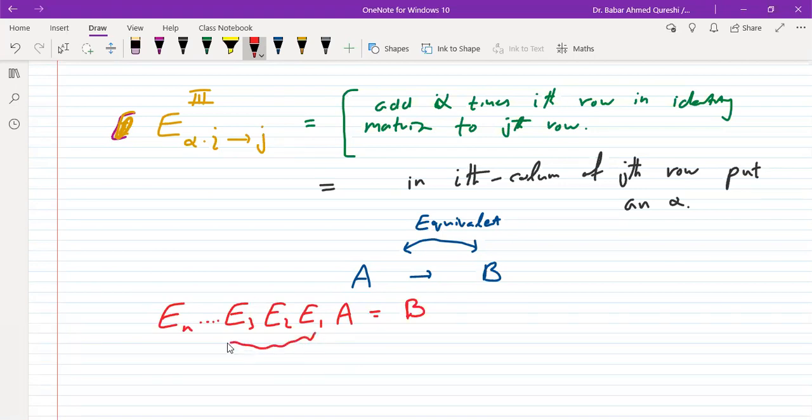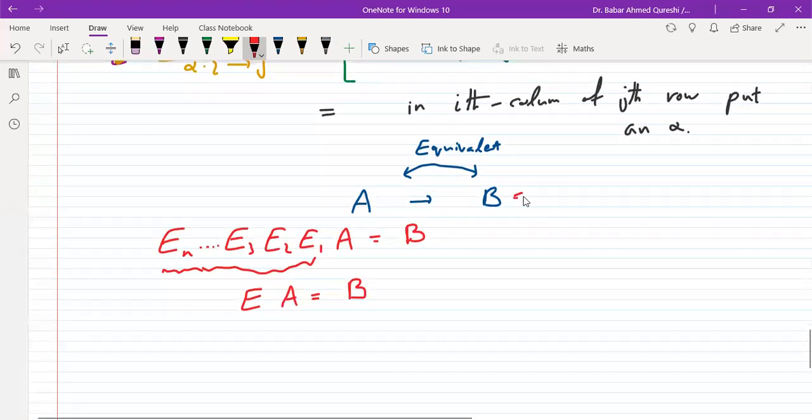And if I want, I can multiply all of these together to get one big matrix. That won't be like a single elementary matrix. It would be just a product of these elementary matrices. But I can see it as one matrix, multiplying A to give me B.